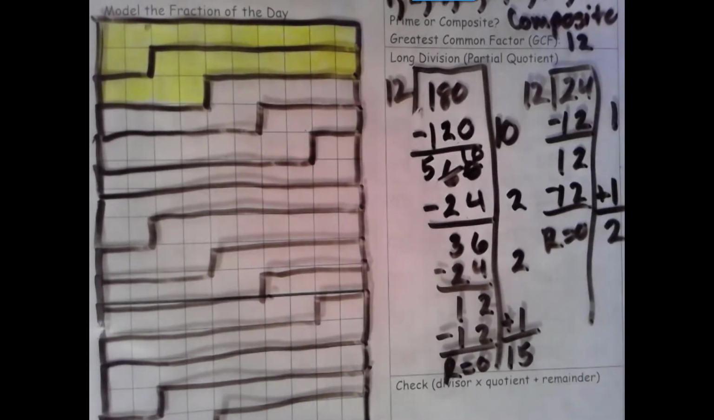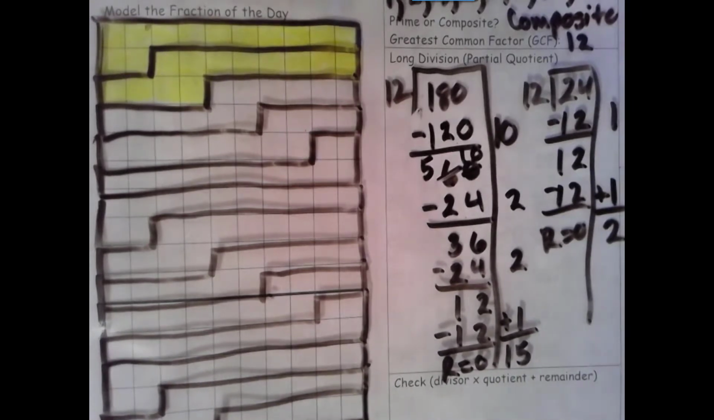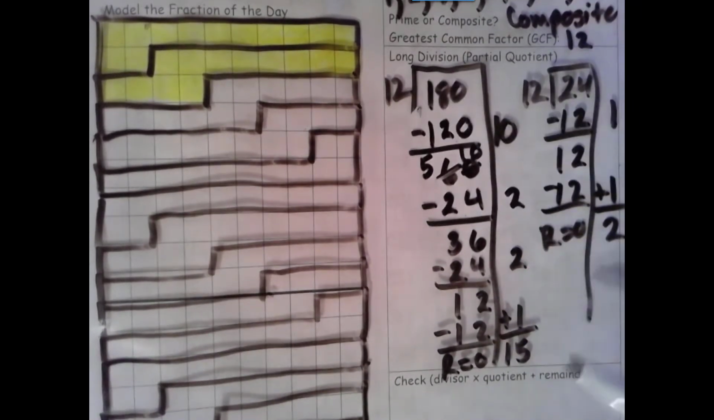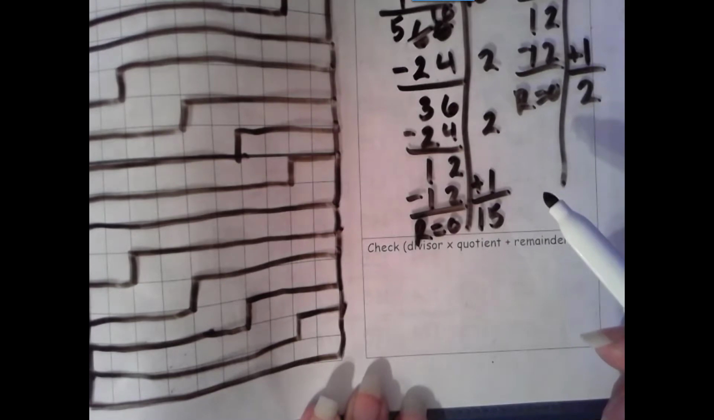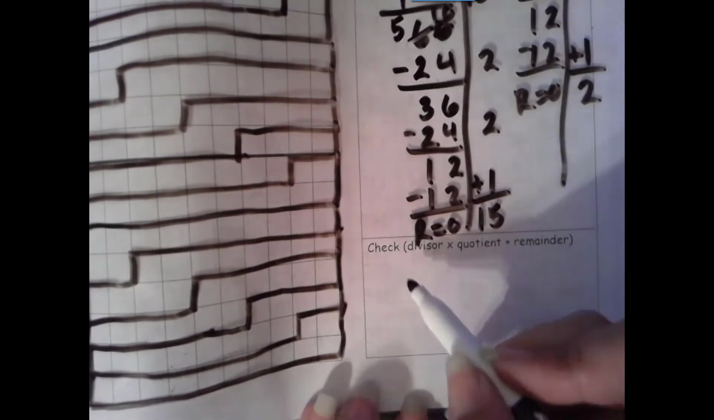Now we need to do our inverse operation to check. Divisor times quotient plus remainder. Since our remainder is 0 on both, I don't actually need to add 0 because the identity property of addition says when you add 0, it stays the same. And if it's going to just stay the same, we don't need to do that.